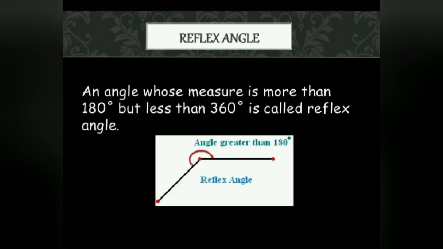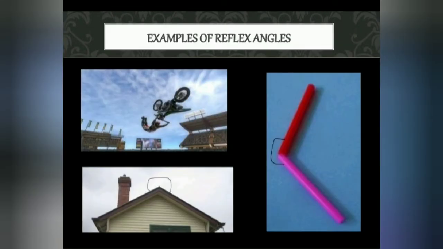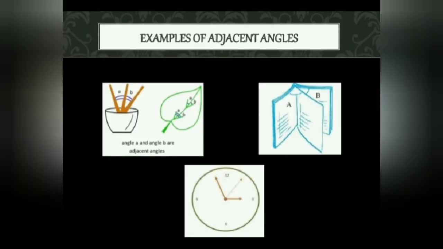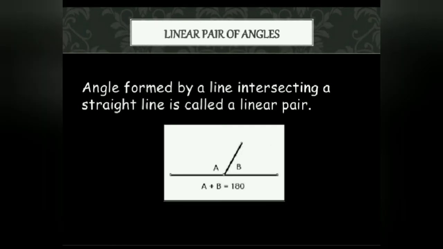Reflex angle. An angle whose measure is more than 180 degree but less than 360 degree is called a reflex angle. So these are the pictures of examples of reflex angle. Adjacent angles. Angles which have one common arm and a common vertex and the uncommon arms are opposite to each other are called adjacent angles. These are the examples of adjacent angles in our daily life.